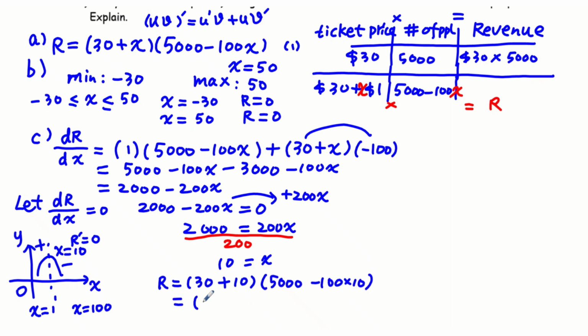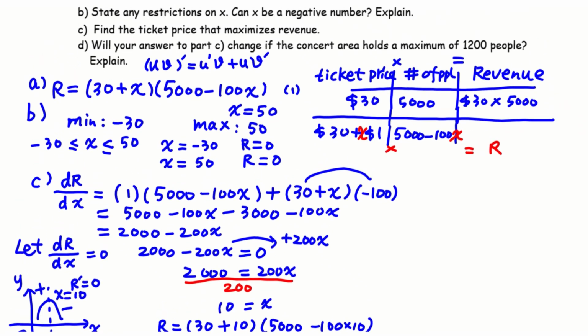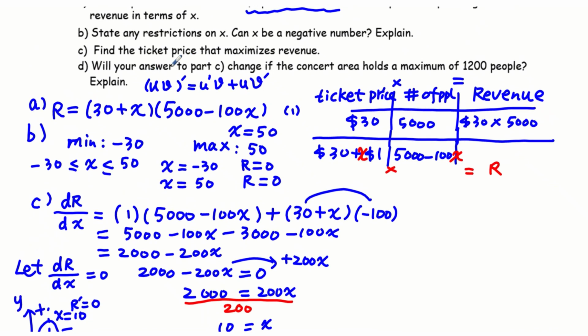Then we have $40 as our ticket price, and 4,000 is the number of people attending, so we have $160,000 revenue. And compare it with our endpoint, you will find out that this is our maximum value.